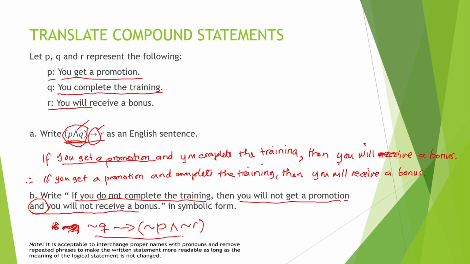Okay, so this is how to translate the compound statement from English to symbolic. Again, if you did not complete the training, since the statement Q is you complete the training, negate, and this one is "if and then", so this is conditional. Therefore, you will not get a promotion and you will not get a bonus. So that's how to translate this one.